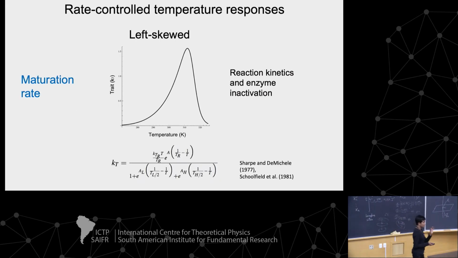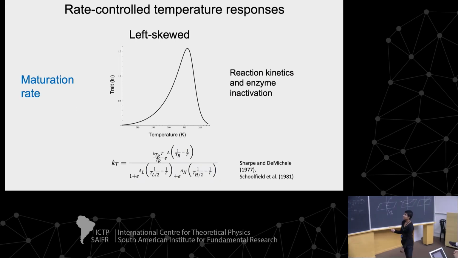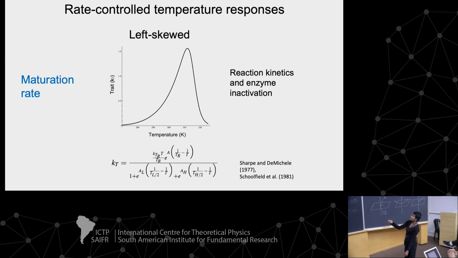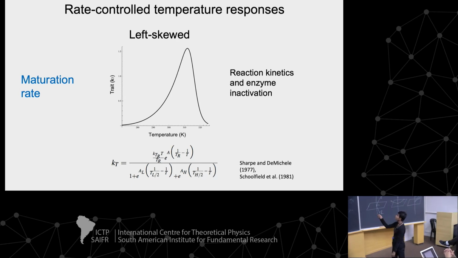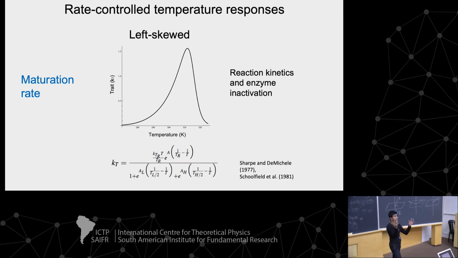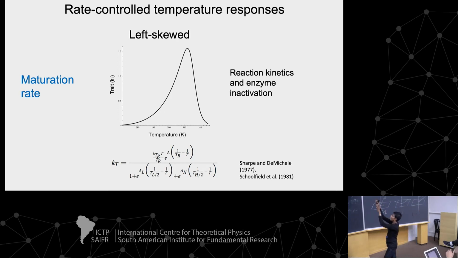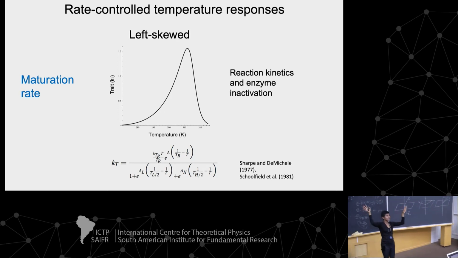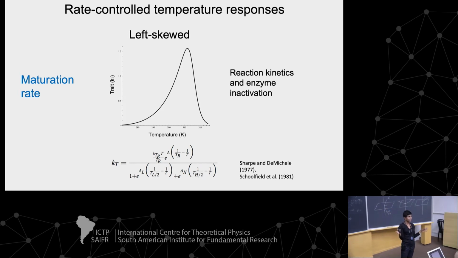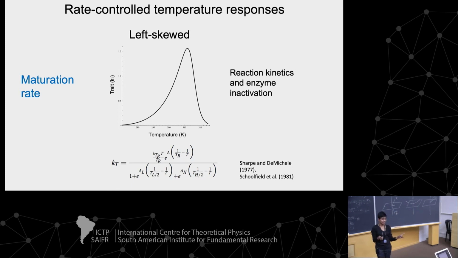And the maturation rate, now you haven't seen this before. The maturation rate is given by this sort of left skewed function, which is a result of reaction kinetics and enzyme inactivation. So what happens is that rate processes on the left and right at extreme temperatures decline because of enzyme inactivation. But the way that happens, as I will show you later, is different. And that is why this decline is so much slower than this decline.